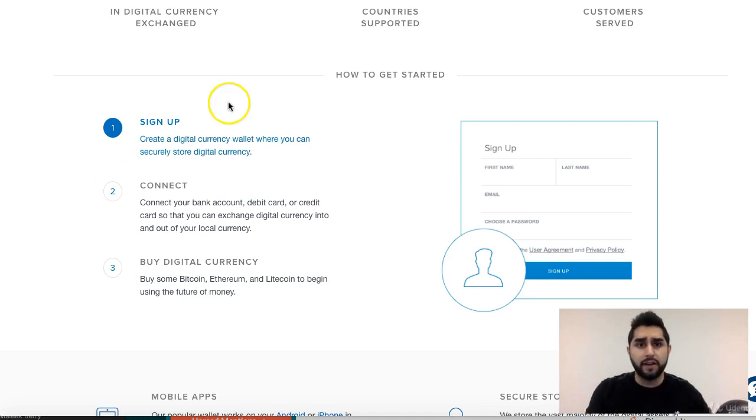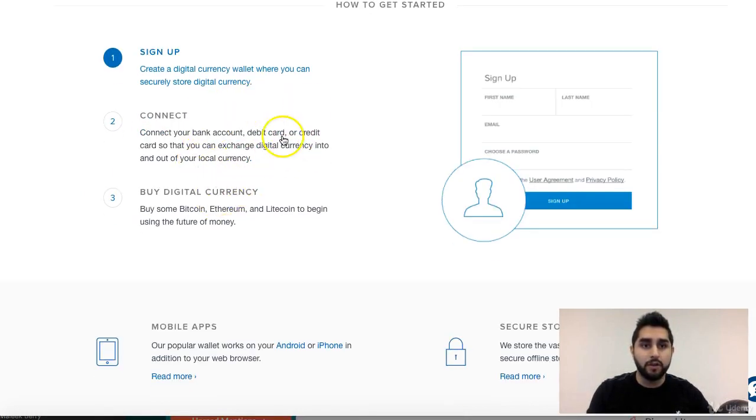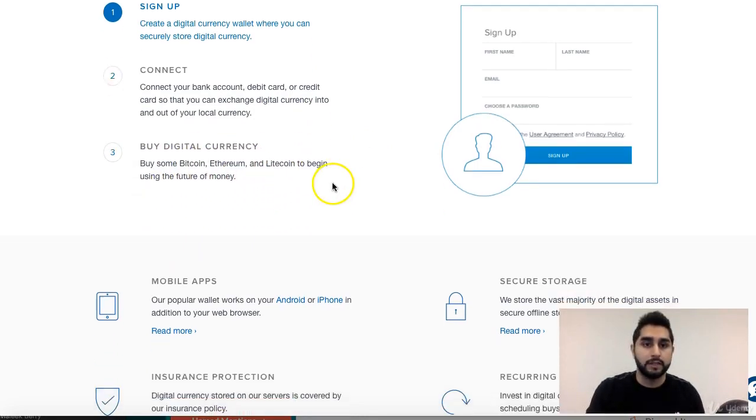So it's fairly simple to start up. As you can see here, you just sign up, and it'll create the wallet. You connect it to your bank account so that you can put money in. Almost treat it like a brokerage account, like when you're buying stocks, like TD Ameritrade, E-Trade. And then you can actually buy some Bitcoin, Ethereum, and Litecoin at the time of this recording.